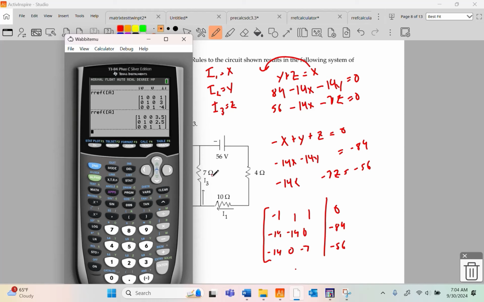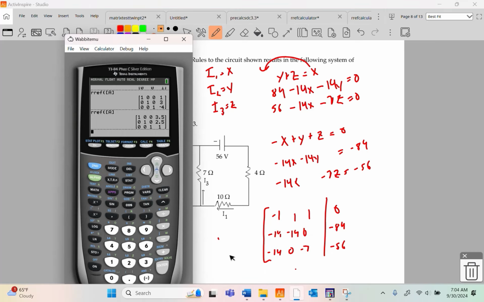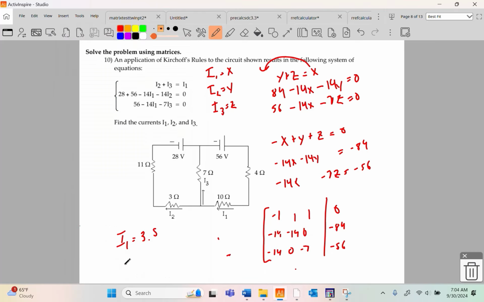It'll be called I1. Remember, this was I1. So impedance 1, actually this is current, isn't it? Yeah, I think I is for current. It was 3.5. Current 2 was 2.5. And current 3 is 1. And that's Kirchhoff's rule. Maybe we can go into electrical engineering one day. I don't know.